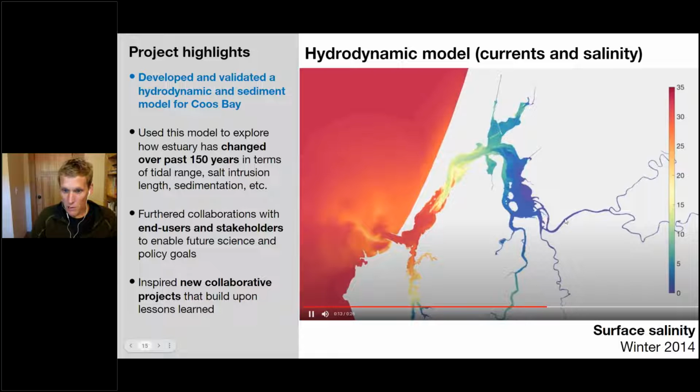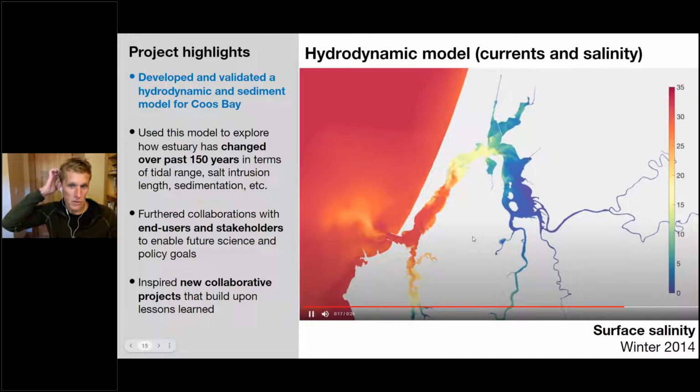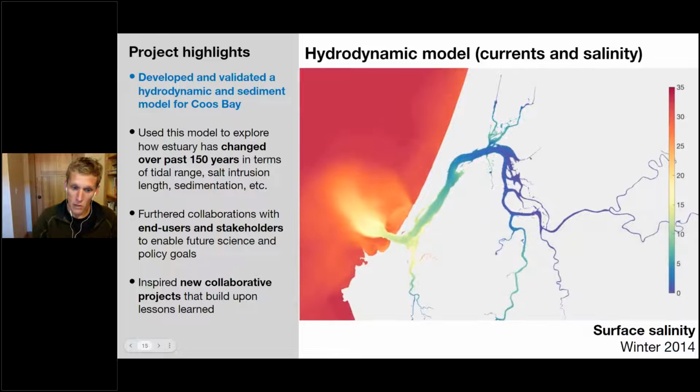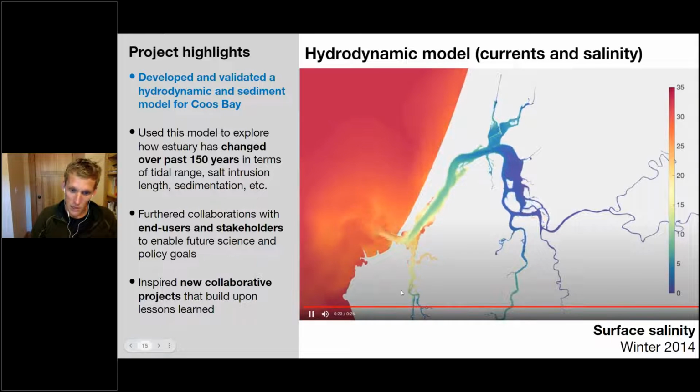But you can also see where the fresh water is coming in through the Coos River here. And then we have about 12 or 13 other nodes of freshwater input, but they're fairly small compared to the Coos River. And then South Slough is down here, the southern arm, fairly close to the estuary mouth.